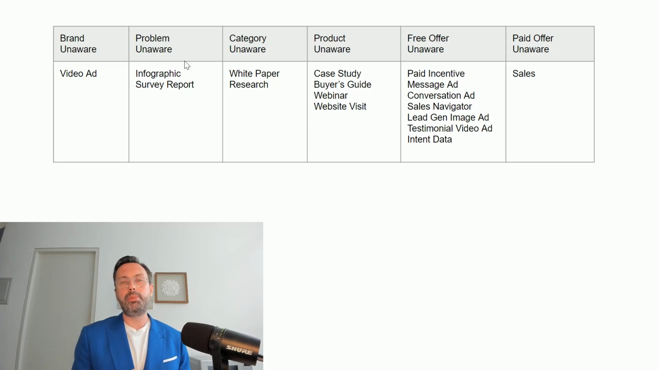Now we have problem unaware people, people that don't even know that the problem that you solve is worth solving. We have people that are not familiar with your category. They don't know that your category, whatever that is, technology, chat software, manufacturing equipment, is the solution to their problem. Then we have people that are product unaware. They're not familiar with your product, the specific use cases of your product, the fact that your product is the leader in that category or is a leader in a specific part of that category, that product category.